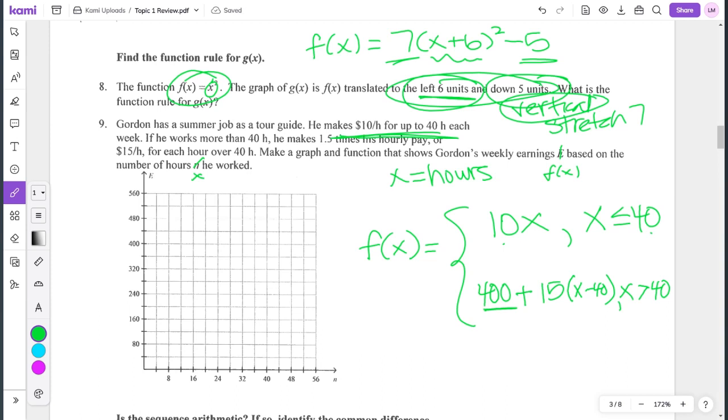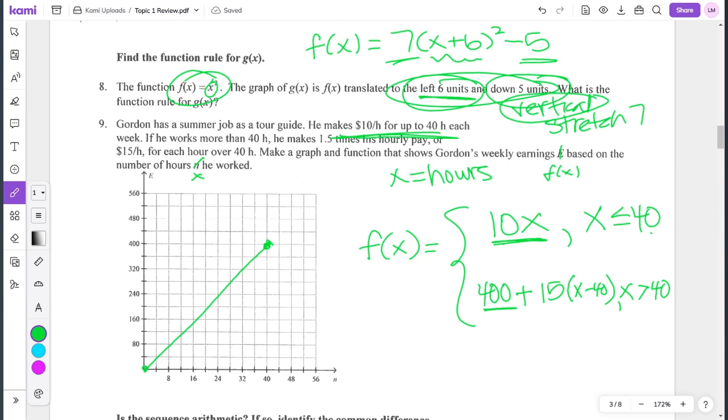All right, so from 0 to 40, I'm going to graph 10x. So at 40, I'm at 400. And at 0, I'm at 0. So I'm graphing this line, and it's a continuous function. It's not discrete. And that's a closed circle. And then I'm going to pick up this line at 40 also. So if he works 40 hours, 40 minus 40 is 0, I get 400, and then I'm going to graph the rest of it from there.